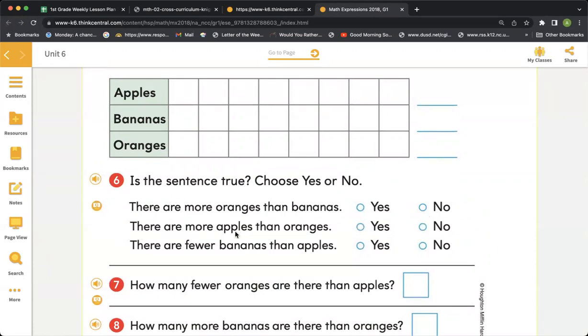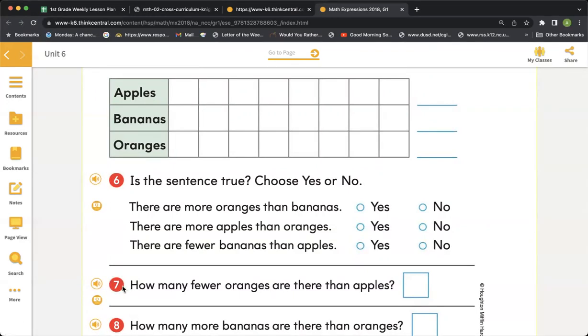There are more apples than oranges. Yes or no? That goes right here. The last one here says there are fewer bananas than apples. Yes or no? If you need a little more time with this, please pause to solve.